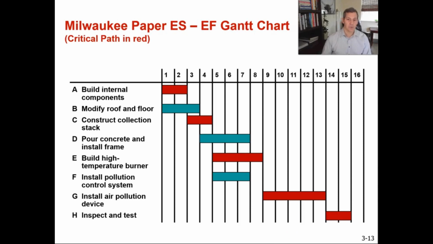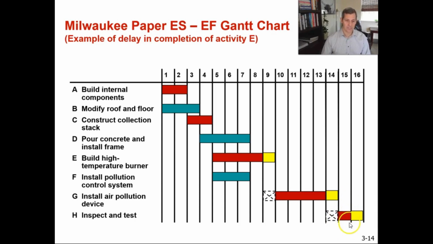Let's just say, as an example, that building the high temperature burner, which is supposed to take us 4 weeks, were to slip by 1 week. It's an activity on the critical path. And if it slips by 1 week, then our whole project would get pushed out by 1 week. So instead of this Milwaukee Paper project being completed at the 15th week, which is how long our project duration was going to take, now it's going to take us 16 weeks because an activity on the critical path slipped by 1 week. And that's the impact of slippage on the critical path.